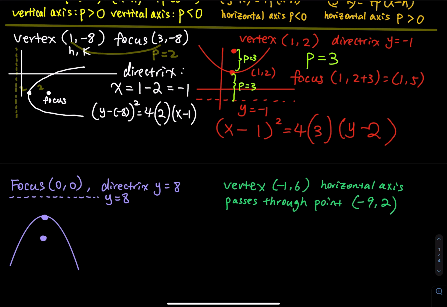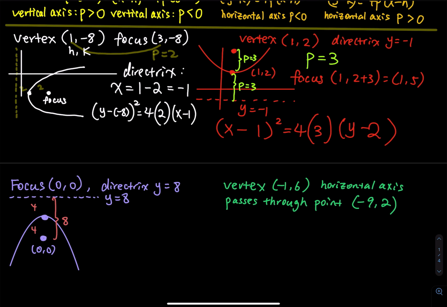And then the focus is (0, 0). So this is 8, this is 0. So what is the total then? The total from 8 to 0 is 8 units long, right? So that means from here to here is 4. From here to here is 4.